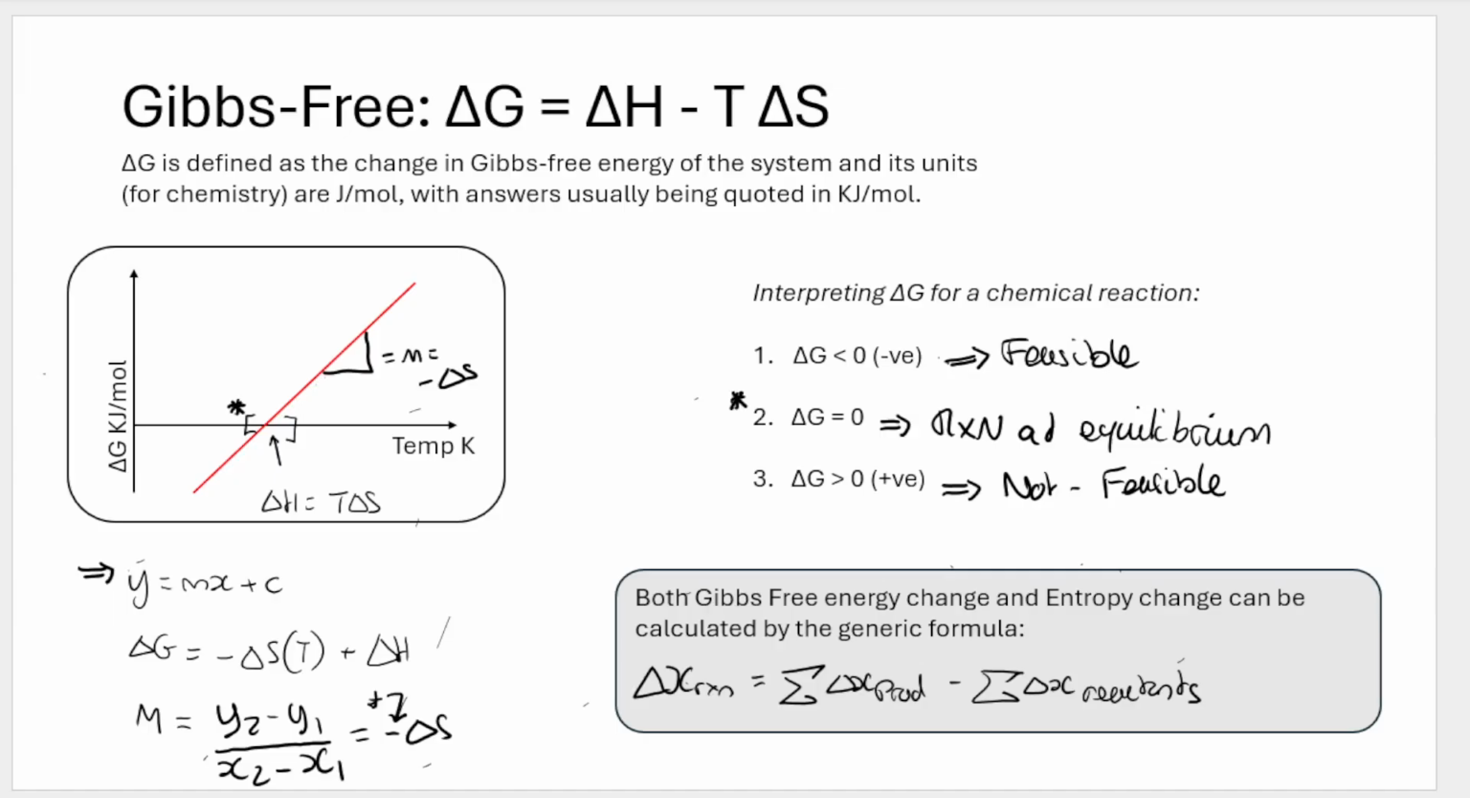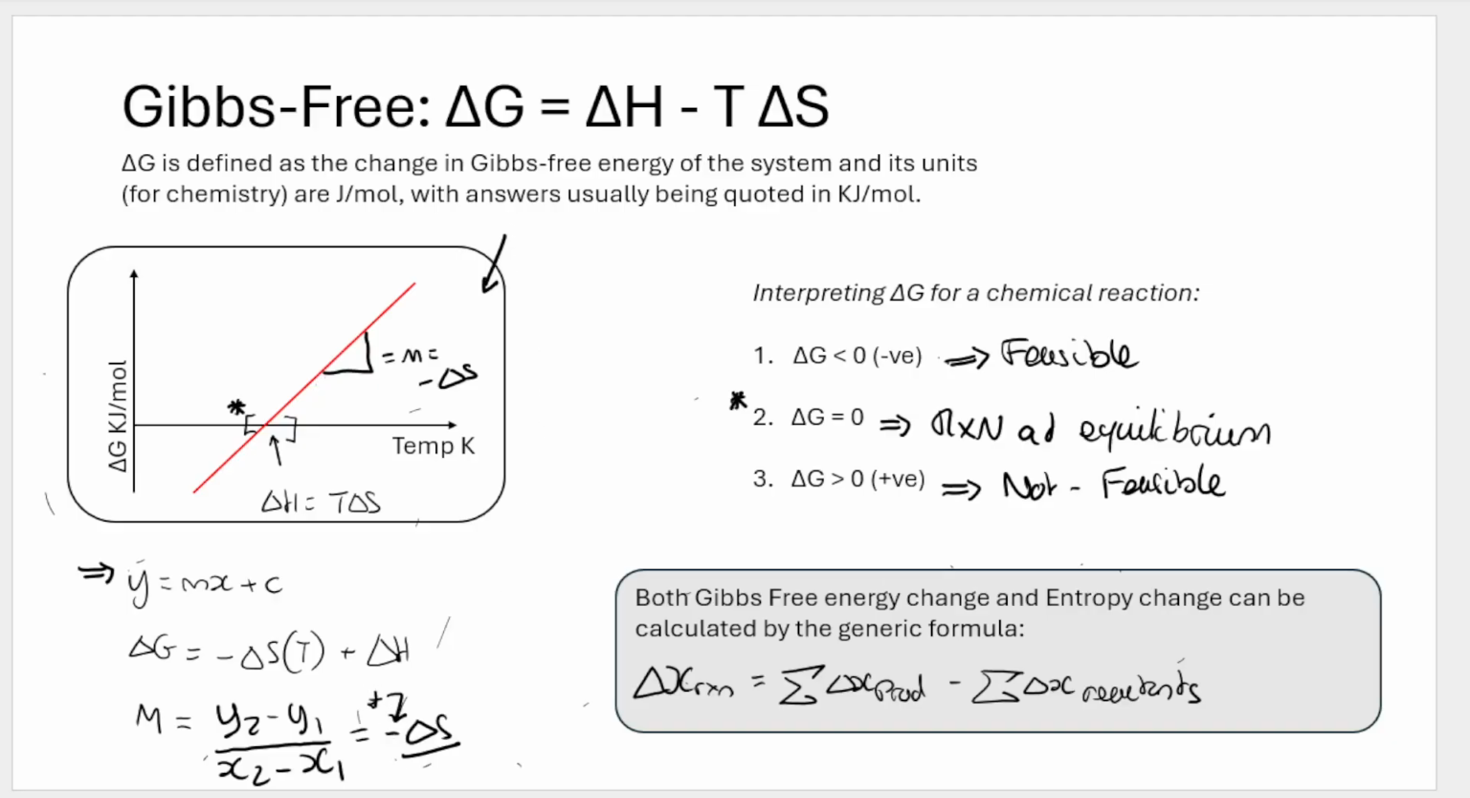Gibbs free energy change is defined as the enthalpy minus the temperature times the entropy change. Usually we'll quote answers in kilojoules per mole. The graph on the left here is common to see in past papers for the A-level spec. It plots temperature against Gibbs free energy, where the plot is y equals mx plus c in a linear form, and if you did A-level or GCSE maths, you'll know that the gradient here is equal to y2 minus y1 over x2 minus x1, which is commonly how you calculate it in past paper questions, and that will give you minus delta S. Don't forget that negative sign, it's a common trip-up point.